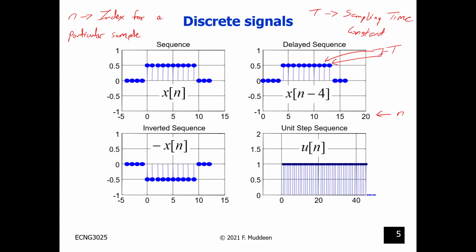So for instance, if we wanted to know what's going to be the index of this particular sample here, we see on the x-axis here, it's going to be at 0, 1, 2, 3, and then here it's going to be 4. So this here is going to be x of 4.